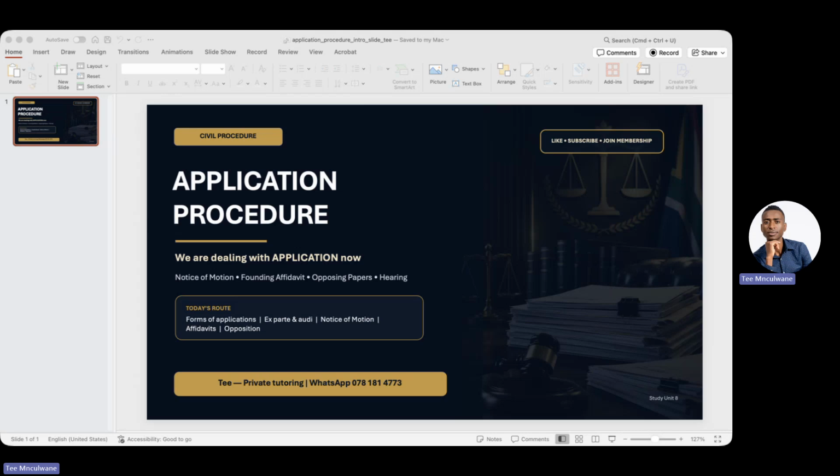So even when the other side is not initially heard, the court remains concerned with fairness. Okay, now we're going to close it like this. Let's move into exam mode or test mode. So if a question asks you to discuss application procedure, you don't write randomly. Structure your answer around the process, right?